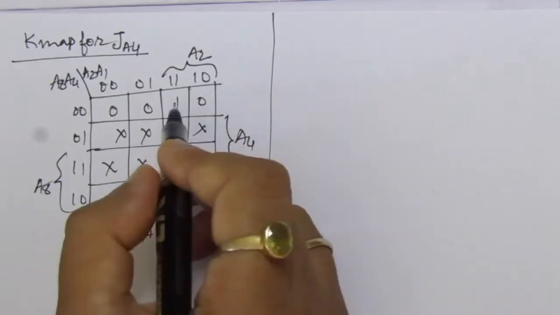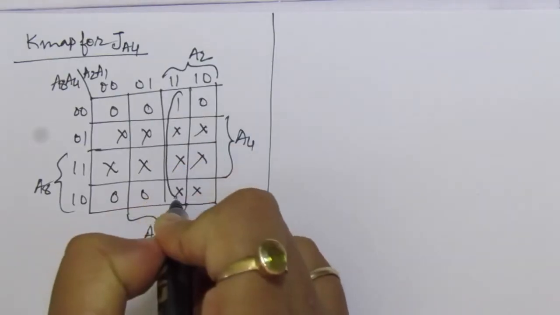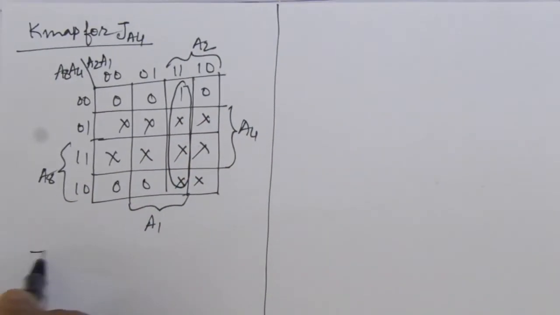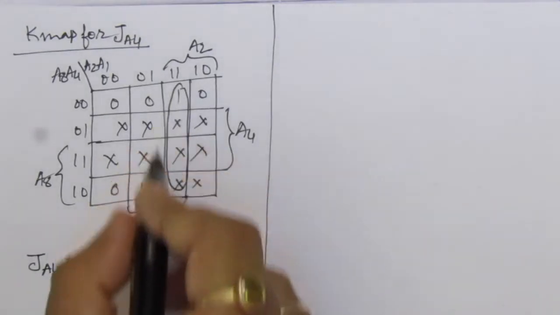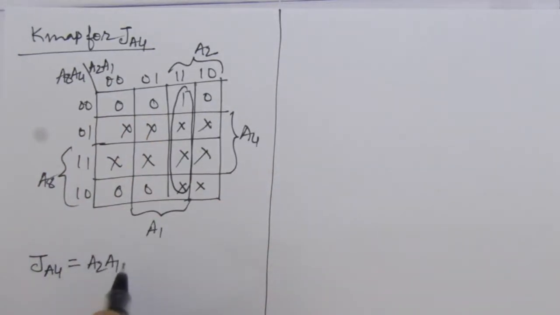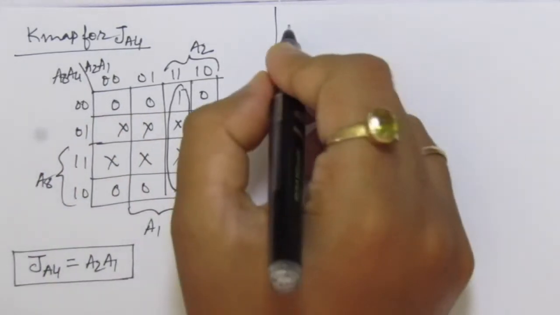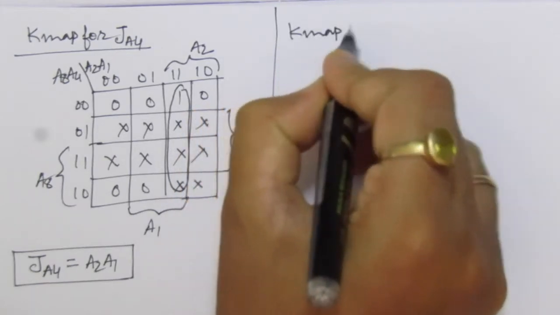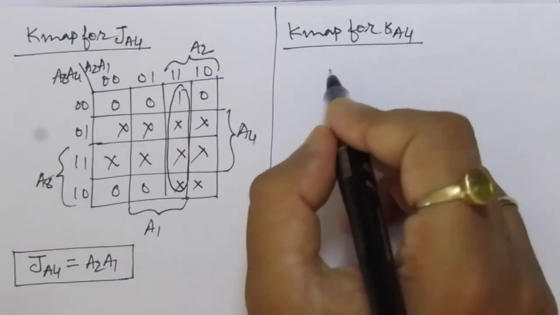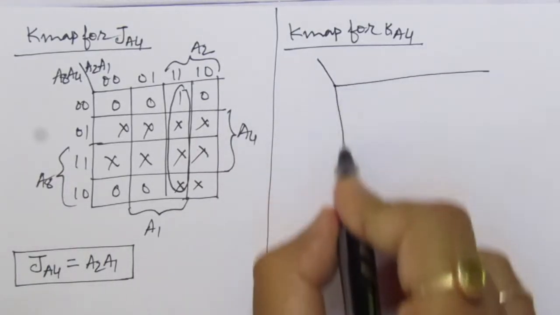Then the remaining are don't care conditions because they are the unused states. So here we'll have only one term. This is the only one. So we can combine like this. So JA4 is equal to, from this term we'll have A2 A1. Now let us find out the K map for KA4. So here we'll have another 4 variable map.